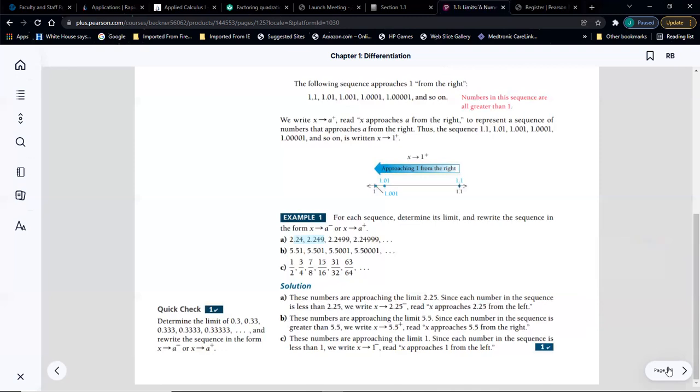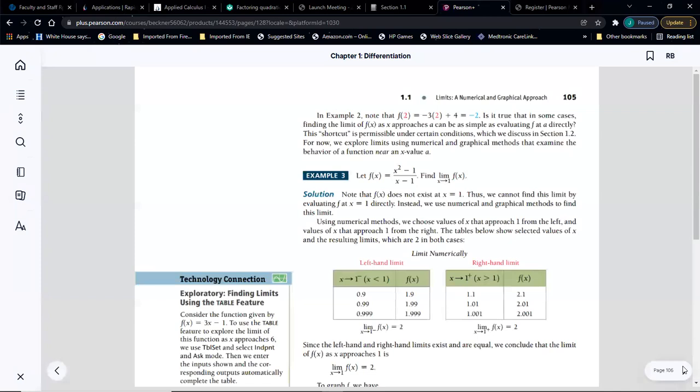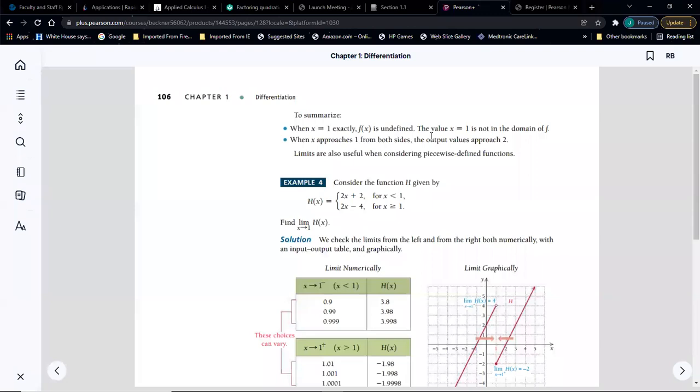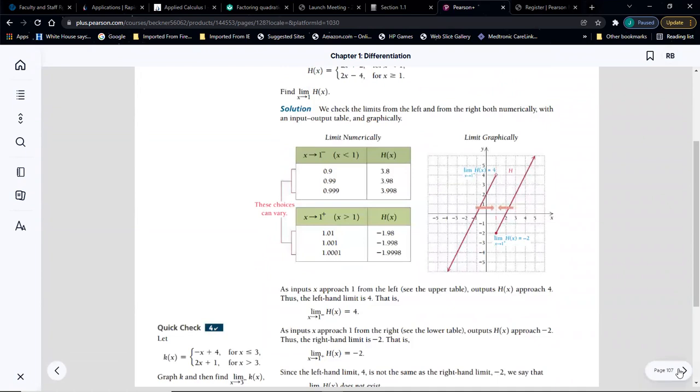So again, this is what our textbook looks like. I do encourage you to look at your textbooks. I know reading a math textbook can be difficult for students. They're not the most user-friendly, but it's a good idea to put your eyes on them because you're going to see a lot of familiar material, and they can prep you for the lectures.